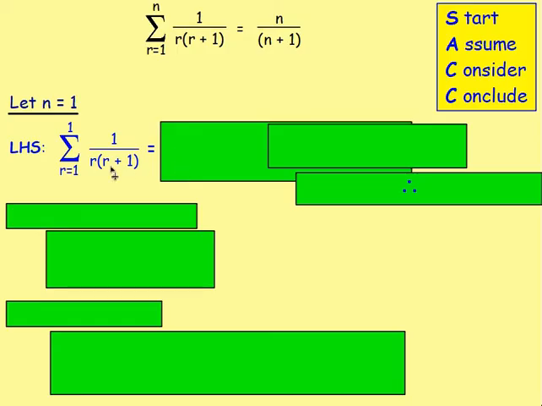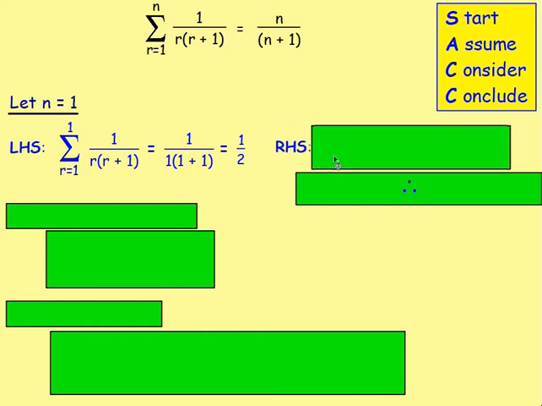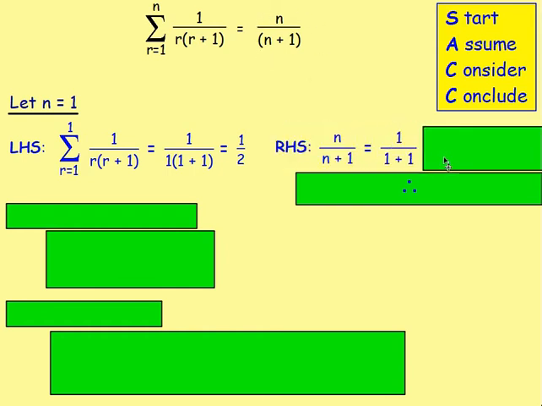Well, that will equal, what you do here is sub in 1 to this fraction. Replace r with 1 and you'll end up with 1 over 1 times 1 plus 1, in other words, 1 over 2. That's what you'll end up with. Looking at the right-hand side, if you replace n with 1, you will have 1 over 1 plus 1, which is also 1/2.